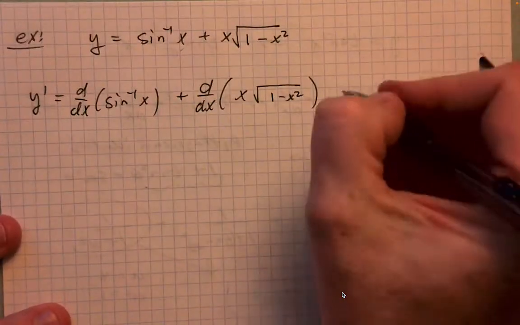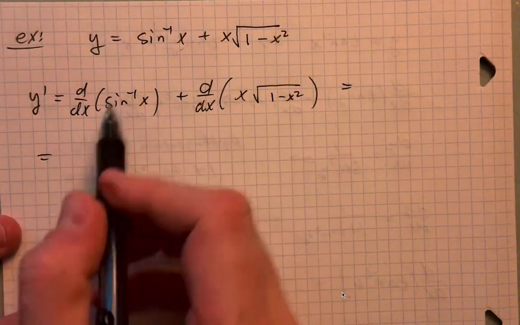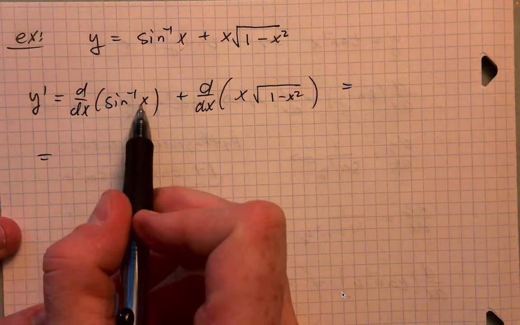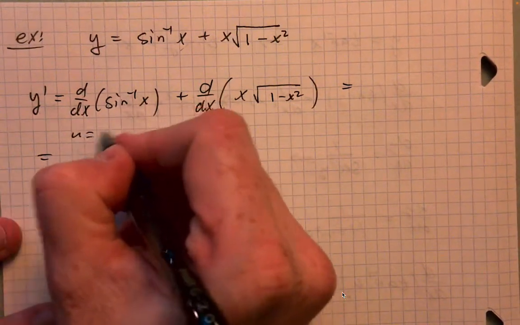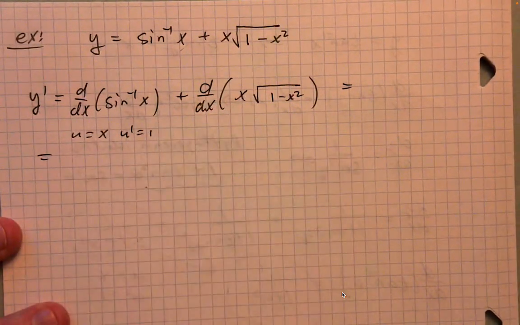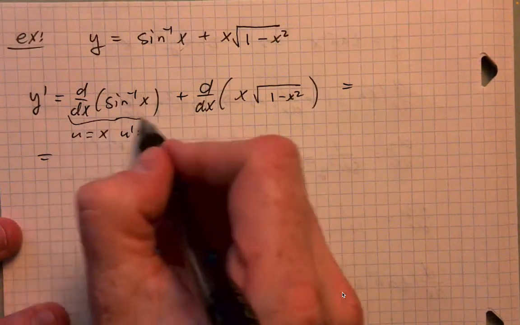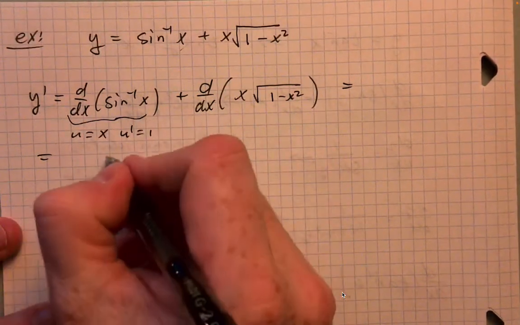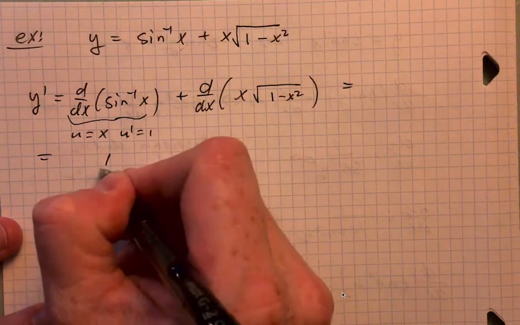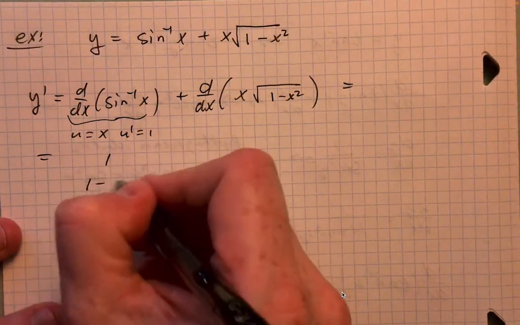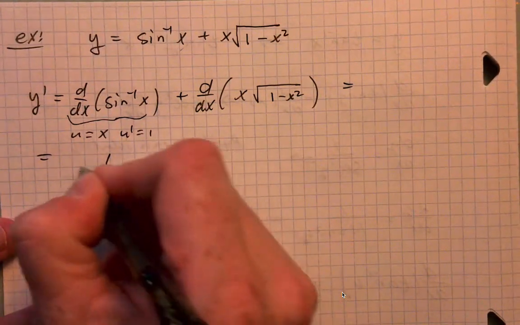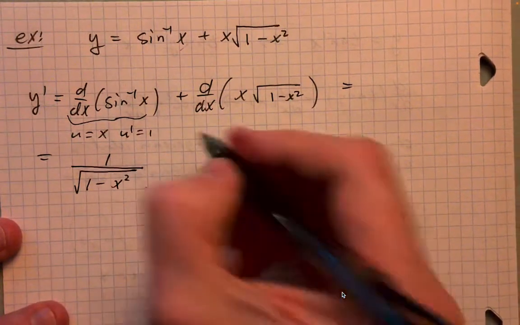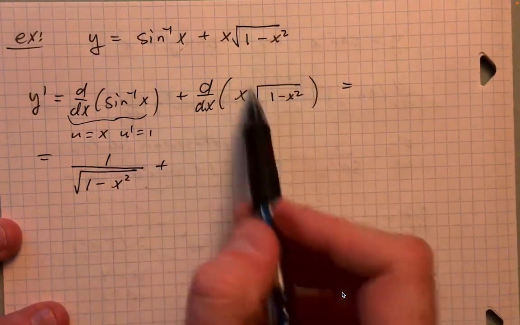All right, we can do this. And so this part here, u is x, so u prime is 1. Okay, that's for this piece. And so this is really straightforward. We just have to look at the format, and this will end up being 1 over the square root of 1 minus x squared. Okay, plus, now we still have this part.